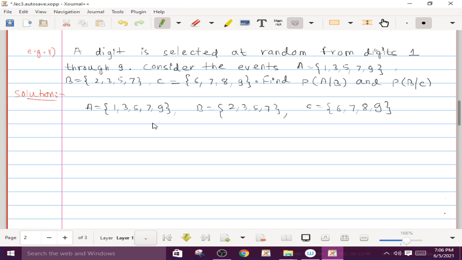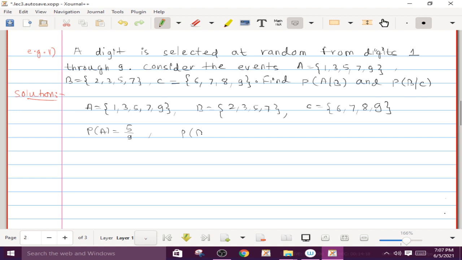So the probability of any of the elements from this 1 to 9 is 1 upon 9. So that's why probability of selecting 1 is 1 by 9. Probability of selecting 3 is 1 by 9. So in this way, we can find out the probability of this event A. So what is the probability of A? It is equals to probability of 1, which is 1 by 9, plus probability of 3, which is 1 by 9. So probability of A equals 5 by 9.